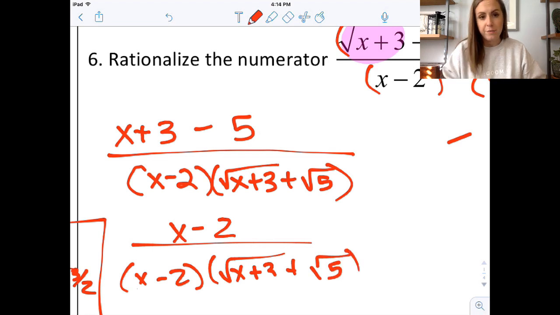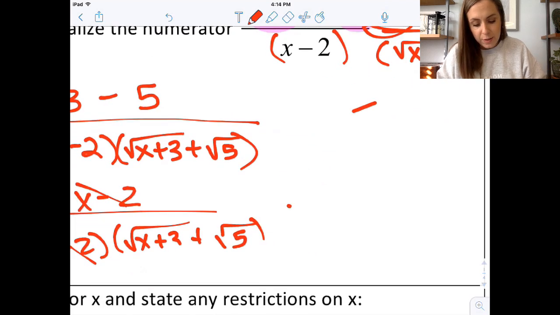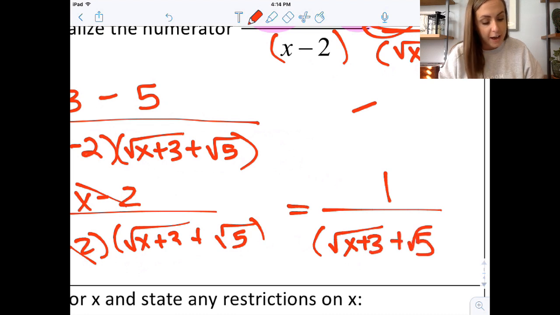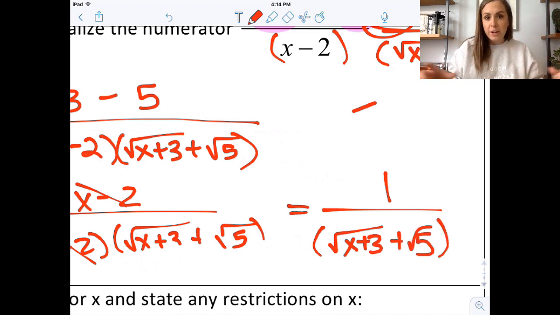And then we can do a little canceling. So the x minus 2's will cancel. So that's going to give me 1 over the square root of x plus 3 plus radical 5. Notice here that my numerator is now rational, right? It is just 1. My denominator is now the irrational part. So my numerator is rationalized.